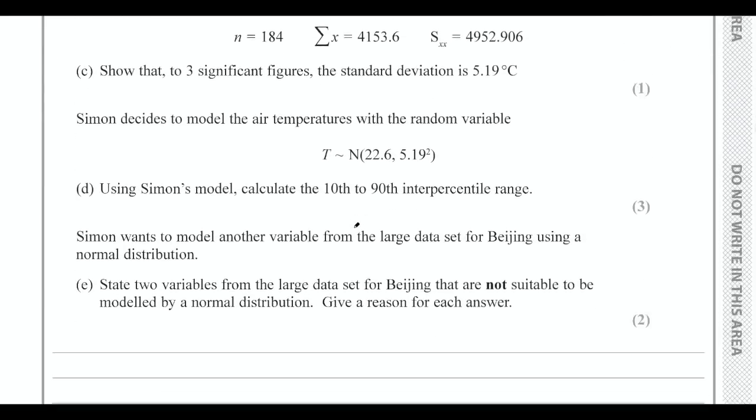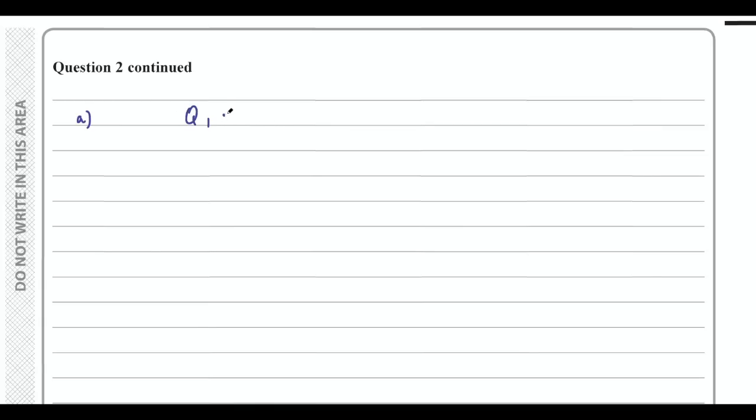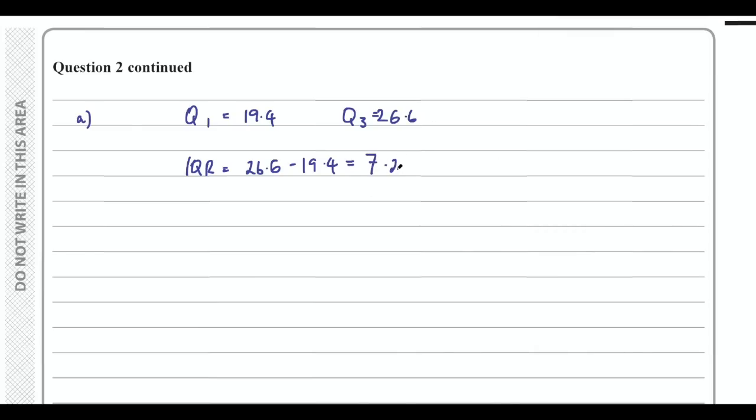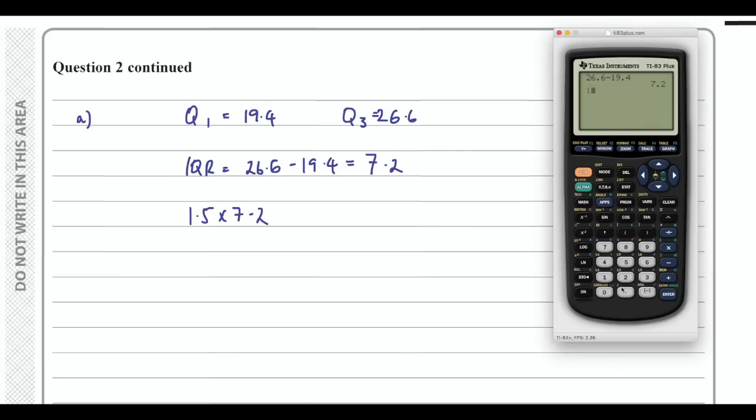Let's do some calculations down below to find my boundaries of the upper and lower outliers. Firstly, let's write down the quartiles. So the lower quartile was 19.4. The upper quartile was 26.6, and then the interquartile range is the difference. So 26.6 take 19.4. I'm going to use a calculator for that. 26.6 take 19.4, and I get 7.2. And then I want to do 1.5 times 7.2. Again, with the calculator, 1.5 times 7.2, I get 10.8.